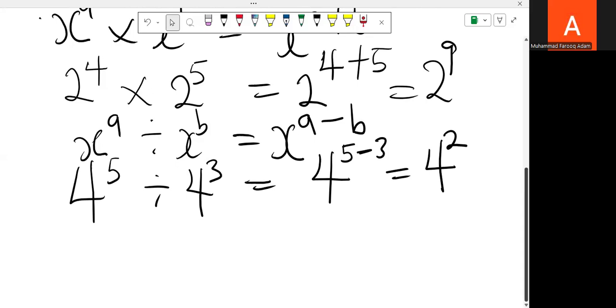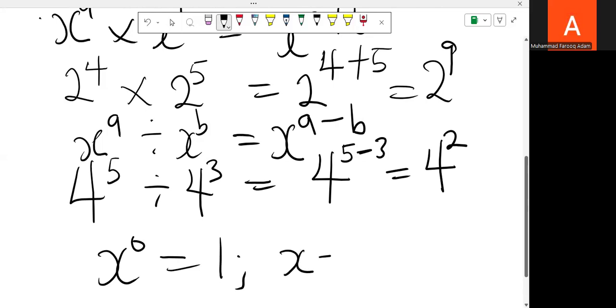Another law is the third law of indices, which states that x raised to the power of 0 is equal to 1, when x is not equal to 0. So anything raised to the power of 0 is equal to 1, that is, if x, the base, is not equal to 0.